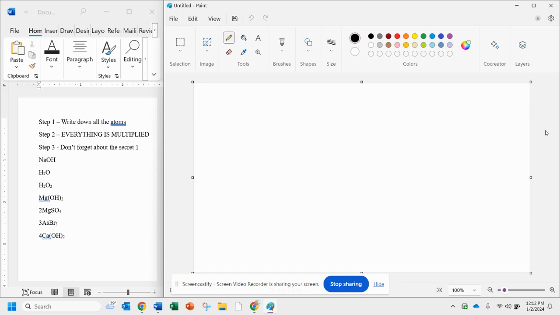Hello, my friends. Today we are going to learn how to count atoms. Now, we've had an introduction to this already, so this shouldn't be too much of a stretch for you guys to understand. So step one is we're going to write down the formula.